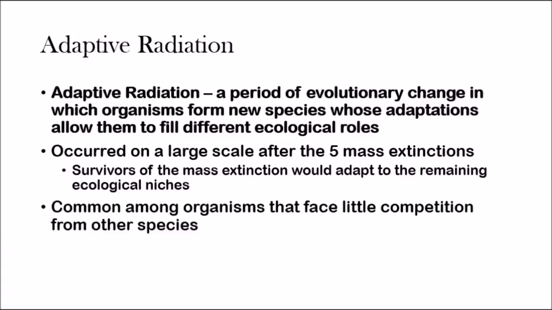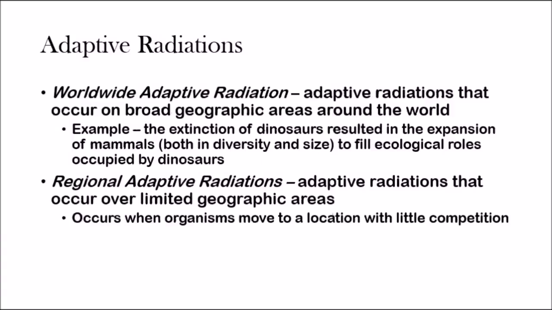They occurred on a large scale after these 5 mass extinctions that we talked about a little earlier. Survivors of the mass extinction would adapt to the remaining ecological niches, or these ecological roles. And it's common among organisms that face little competition from other species. There's 2 types of adaptive radiations. The first one is a worldwide adaptive radiation. This is when adaptive radiations occur on broad geographic areas around the world.